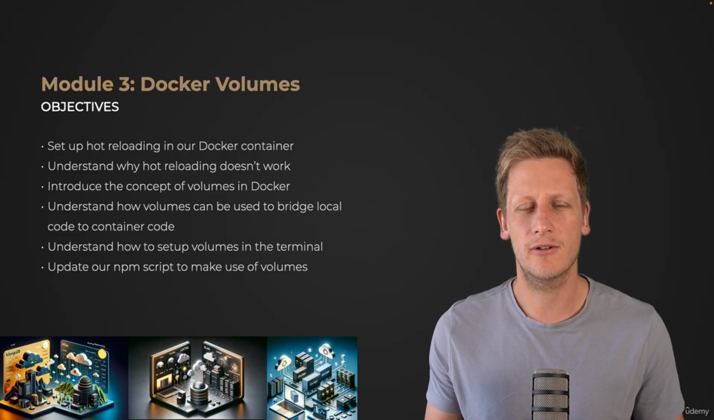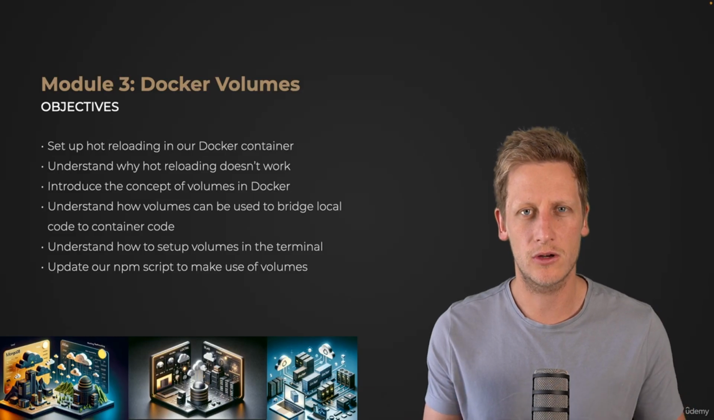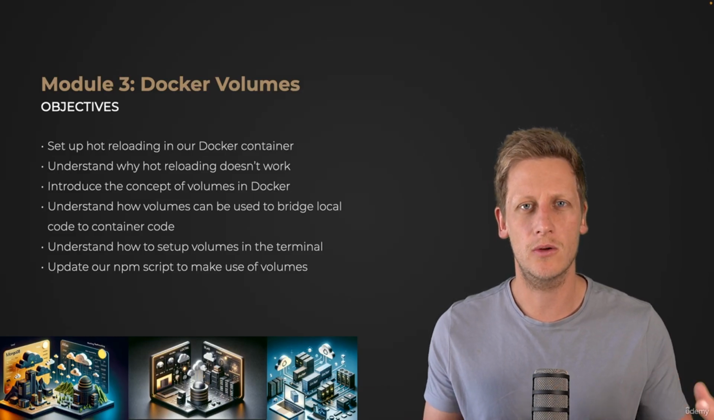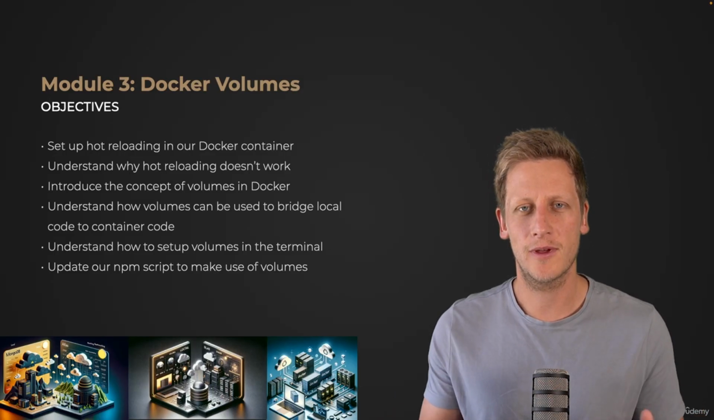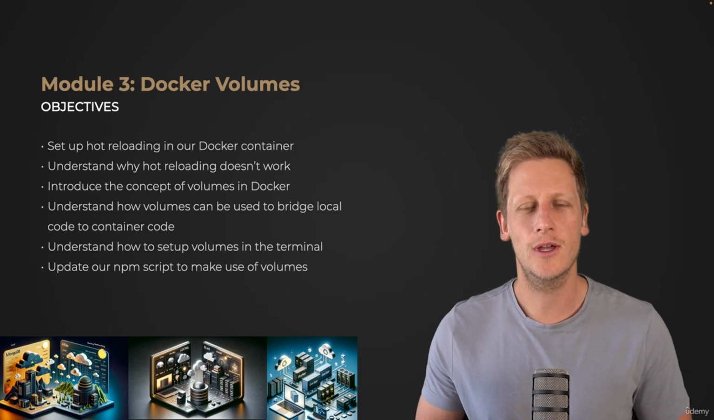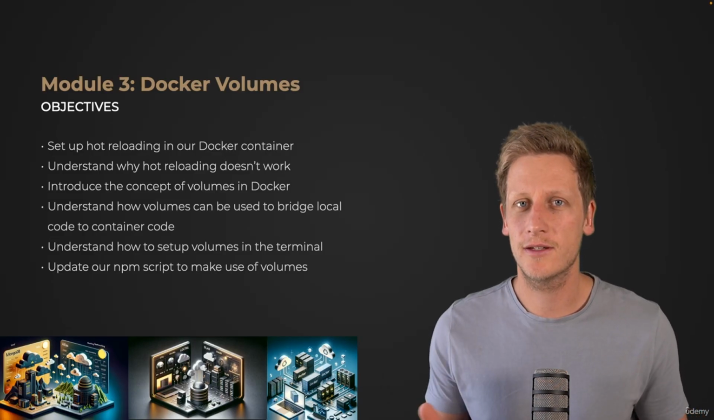And at the end of this, I really would like you to understand how we can use Docker volumes to create a bridge between our local code base and the code that is in the Docker container. Once we have that base understanding, obviously we want to be able to set these volumes up through the terminal, as well as update our npm scripts to include the new options in the command for setting up volumes in our Docker command. And that's it for the objectives of this module. This is what we want to achieve.